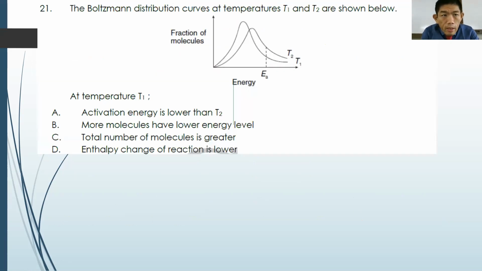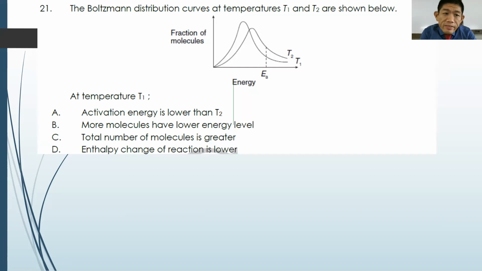Okay, 21. The Boltzmann distribution curves at temperature T1 and T2 are shown below. Look carefully at the area, both areas are the same. Here, the peak of T2 shifts more to the right than T1, which indicates that T2 has a higher temperature, or T2 has a lighter gas compared to T1.